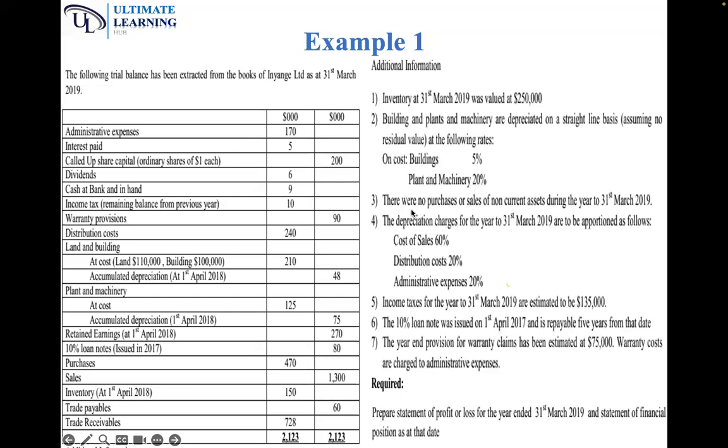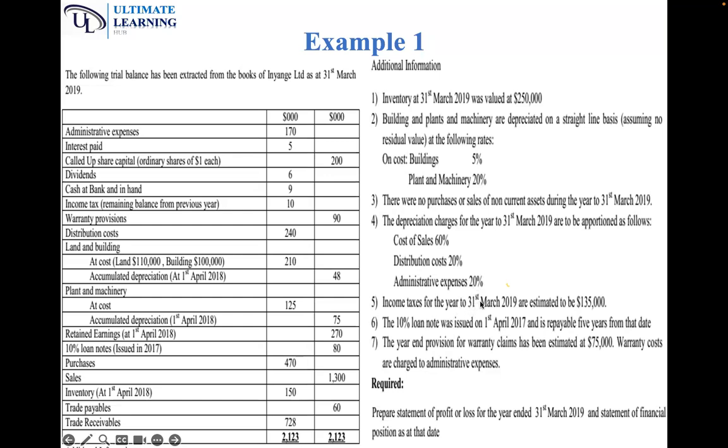And then additional number 3, there were no purchases or sales of non-current assets during the year ended 31st March 2019. So there was no non-current asset that was purchased or sold. Point number 4, the depreciation charge, that is depreciation in point number 2. Depreciation charges for the year to 31st March 2019 are to be apportioned on the following formula. So cost of sales will account for 60% of depreciation, distribution 20%, and administrative expenses 20%.